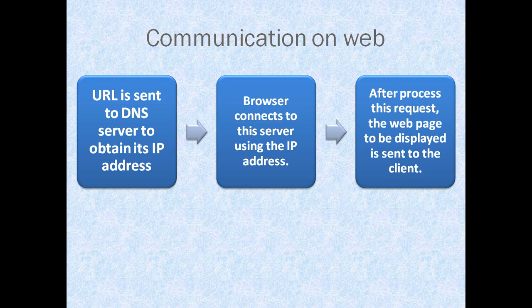Communication on the web works like this: a URL will be sent to the DNS, the domain name system server, to obtain its IP address. Then the browser connects to the server using this IP address. After that, it requests the web page to be displayed to the client.